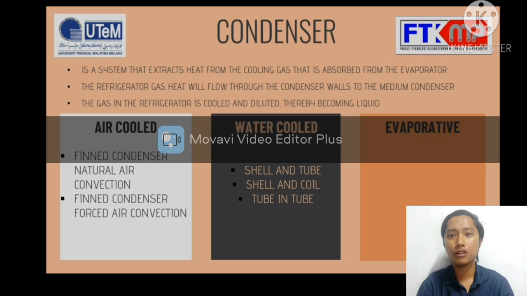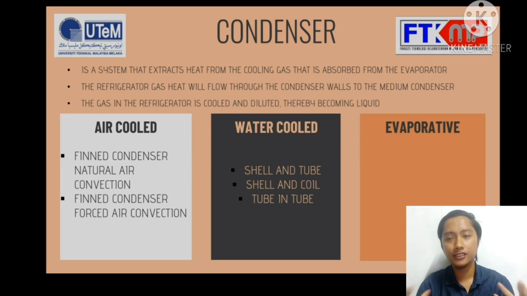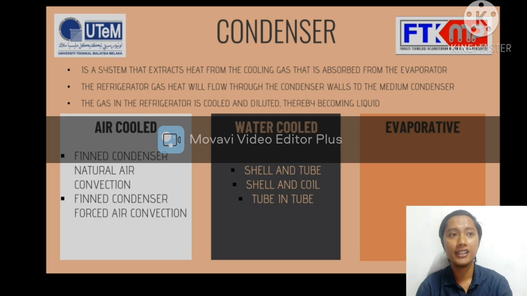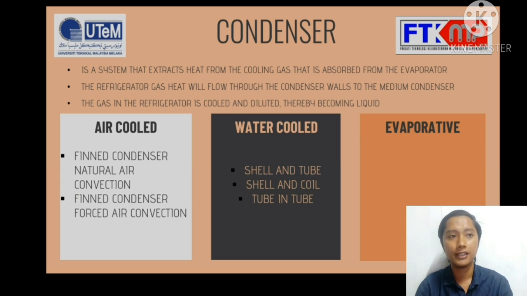Today I want to walk through the condenser. What is a condenser? A condenser is a system that extracts heat from the cooling gas that is absorbed from the evaporator. The refrigerant gas heat will flow through the condenser walls to the condenser medium. The gas in the refrigerator is cooled and condensed, thereby becoming liquid.